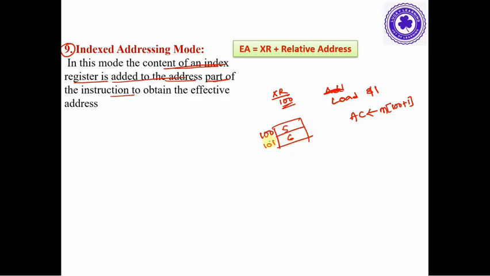In such cases, instead of giving the address 101, we can say 1, so that what happens is it is going to add this index register value with that 1. This is index addressing mode. Especially, it will be used for accessing a sequence of consecutive elements.